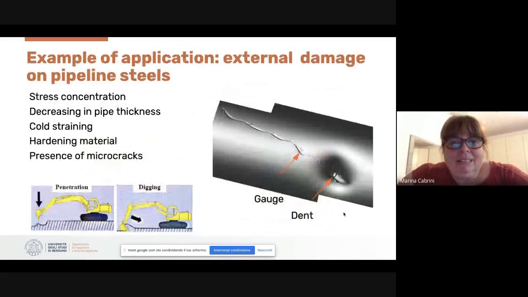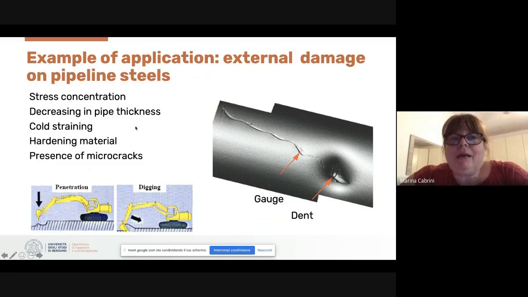The slow bending test was also used to characterize another important effect of problems of pipeline, that is external damage. External damage is the first cause of damage of buried pipeline in Italy, because sometimes there is no attention to the presence of a buried pipeline, and there is some work in which the excavator damages the pipe. What happens when there is external damage on a pipe?